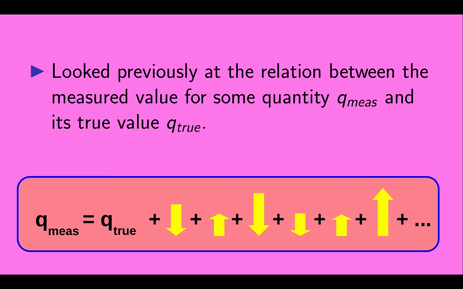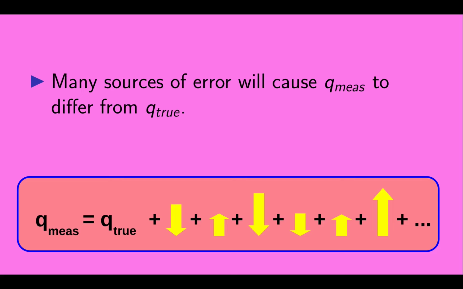Now, previously we looked at the relation between the measured value for some quantity, which we called q measured, and the true value of that quantity, which we called q true. Because of measurement error, these will not be the same. Many sources of error will cause q measured to differ from q true. These sources are represented here by these yellow arrows.